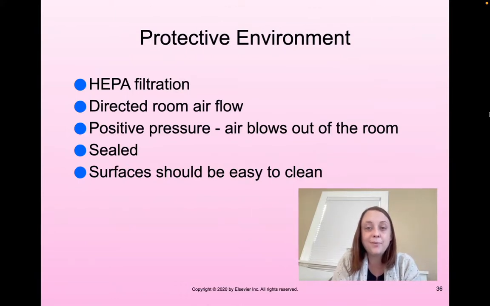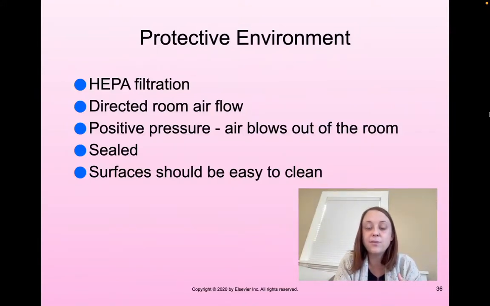Now, one other type of environment that you might see with patients is a protective environment. These are for patients who are immunocompromised, who need to be protected from outside sources of infection. So these patients are going to be in single rooms with the doors closed. They're going to have HEPA filtration, directed room airflow, and the opposite of airborne precautions, these patients are going to have positive pressure rooms where air is blowing out of the room.